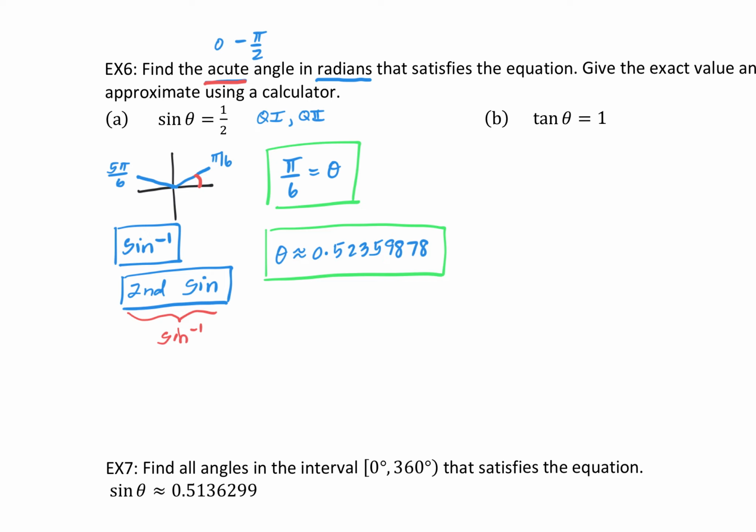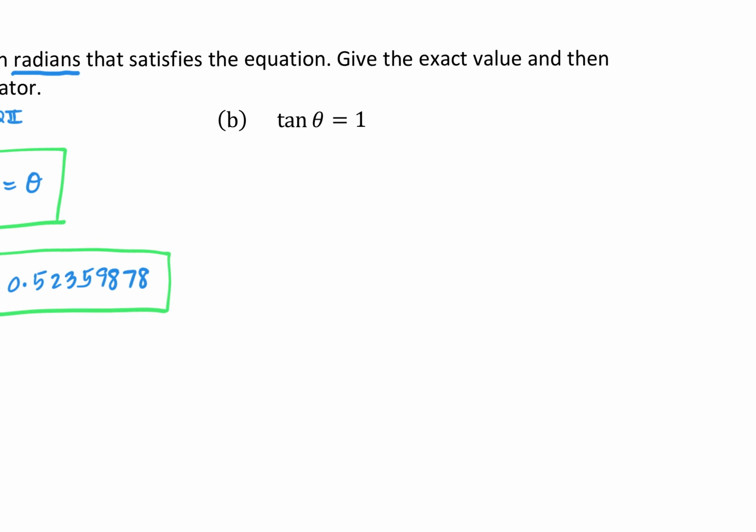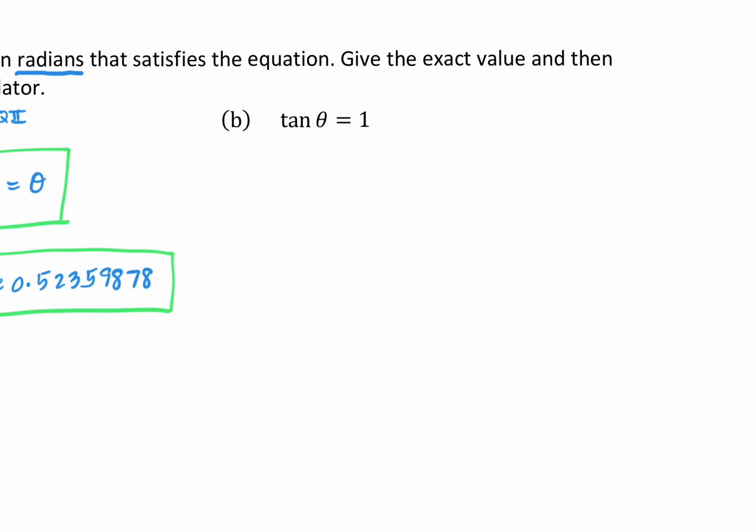Let's try this again with tangent of theta equal to 1. Well, if I did look at a graph, tangent of theta is equal to positive 1 in 2 quadrants. Tangent is positive in quadrant 1 and in quadrant 3.